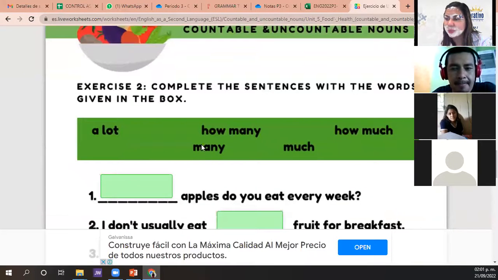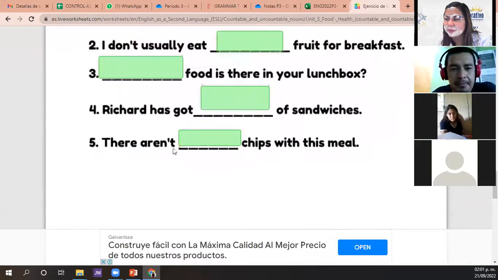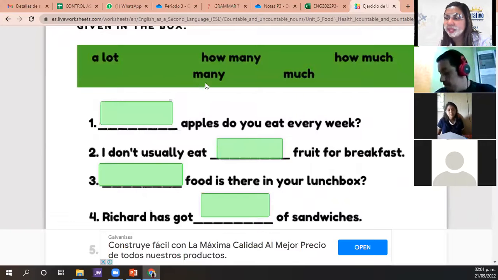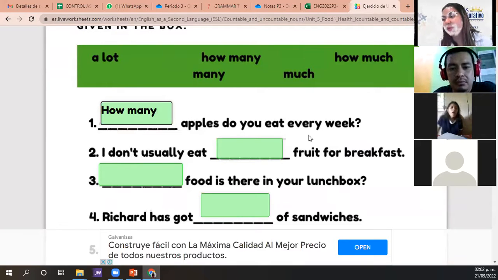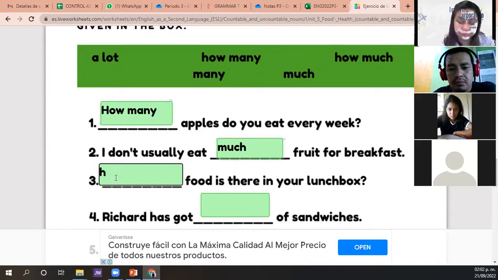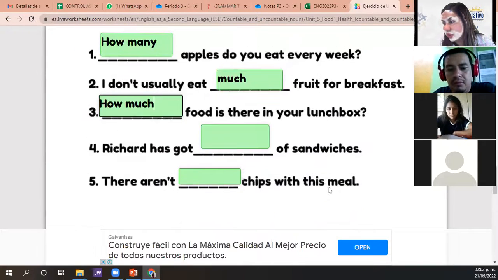Now complete the sentences with the words given in the box. We almost finished. Para preguntar usamos how many. How many es para preguntar con contables. ¿Cuántos? How many apples do you eat every week? I don't usually eat much food for breakfast. Now, food is non-count, so it's how much food is there in your lunchbox? ¿Cuánta comida hay ahí en tu lonchera? How much food is there in your lunchbox?